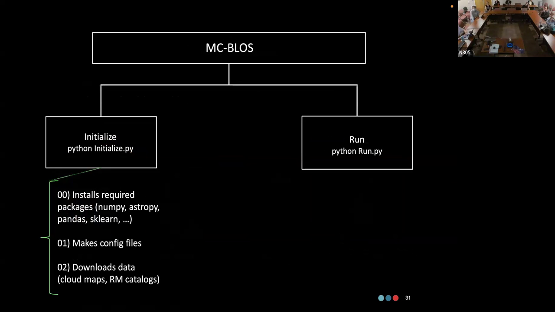So the software has multiple components. Two main components is an initialize component that first installs everything that may be needed, for example, NumPy, AstroPy, Scalar, and so on. And it makes config files that are the initial input parameters. And it also downloads all the data that are needed. So the rotation measure catalogs that are already available, and cloud maps by Herschel, and some extinction maps.